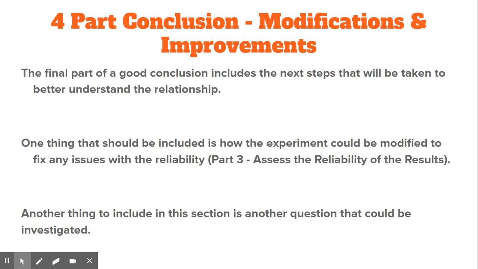After identifying those things that could affect your results, you want to talk about the final part, how you plan to modify or improve this experiment. There's two big ideas that could be covered in this last section. One is if there was anything that you said affected the reliability of your results, you need to explain how you're going to fix that. If you said that there were not enough trials, how will you fix it? What will you do instead?